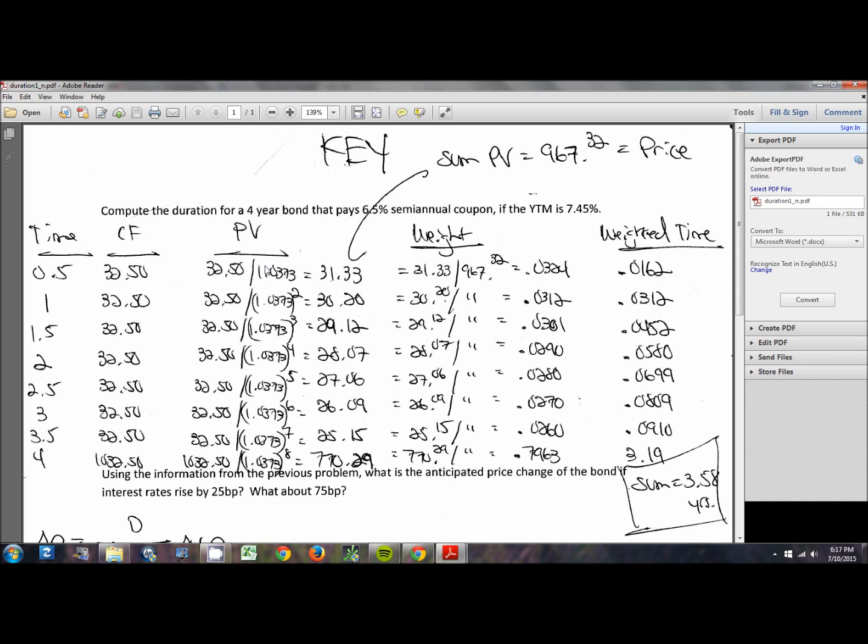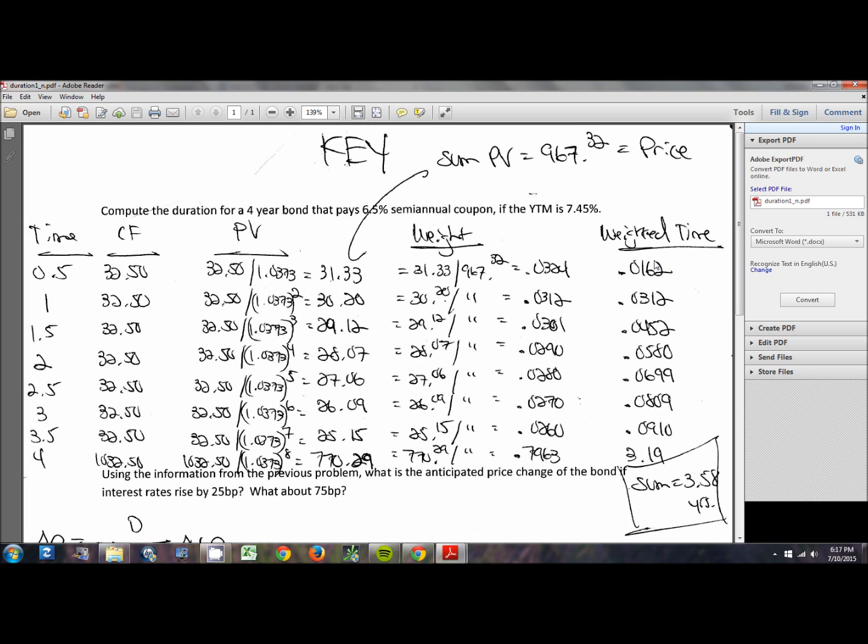Essentially, you want 5 columns in your table. The first column is the time until the next cash flow occurs. The next column is that cash flow. The next column is the present value of that cash flow. The next column measures the weight of that cash flow relative to all the cash flows you receive. And the final column is the weighted time of that cash flow.